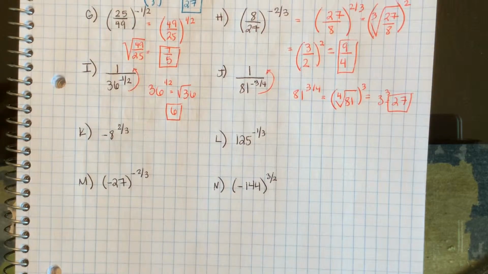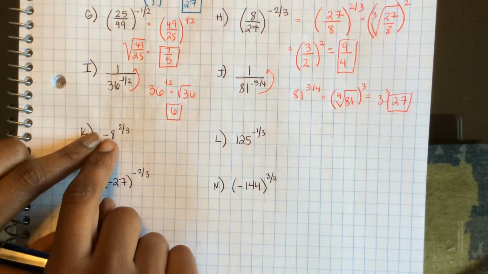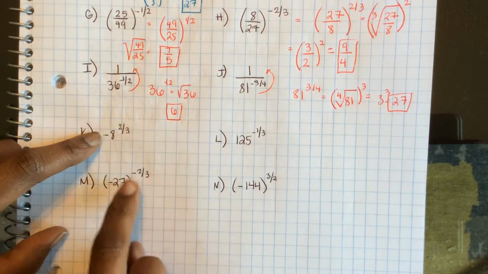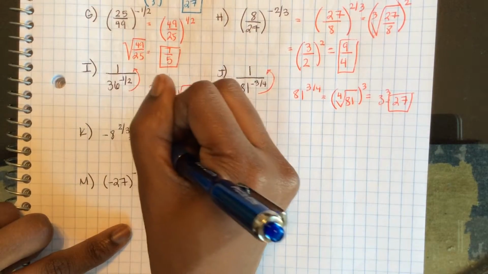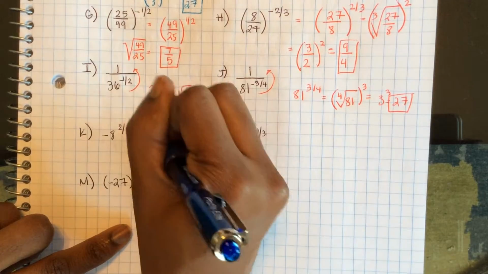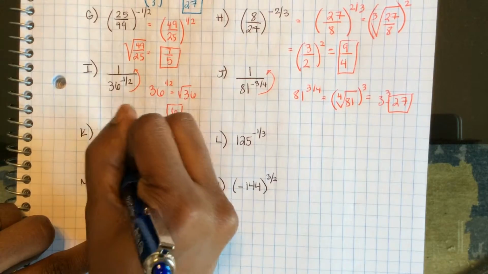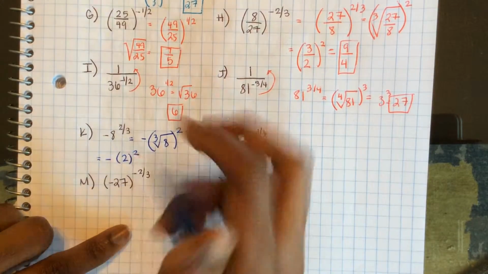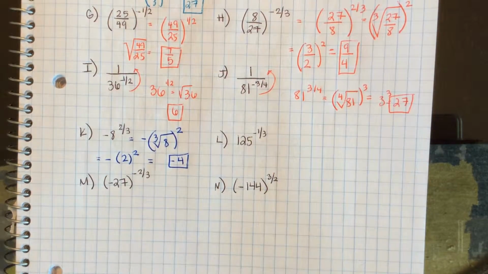Okay, let's go into K now. Negative 8 to the 2/3. Now remember that negative is not being raised to the power unless it's in parentheses. So I know my answer is going to be negative cube root of 8 squared. Well, the cube root of 8 is 2, and 2 squared is 4. So my answer is negative 4.